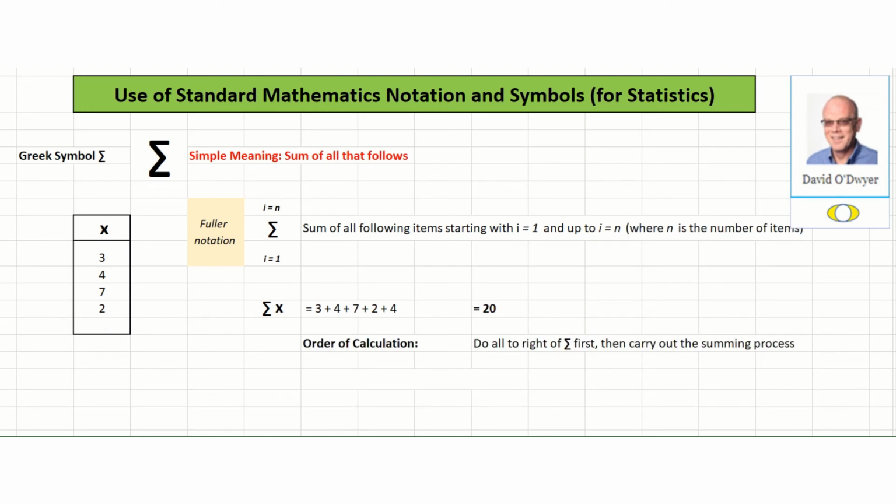The next thing we want to look at is the order of calculation. So basically, we do everything to the right of the sigma sign first, and then we carry out the summation process. So for our set of values, sigma x squared is 3 multiplied by 3 plus 4 multiplied by 4 plus 7 by 7, 2 by 2 plus 4 by 4. So they're all squared and then they're added up. We have to note that that's different than sigma x in brackets squared, which is 20 multiplied by 20, giving a grand total of 400. So that covers the use of the Greek symbol sigma.